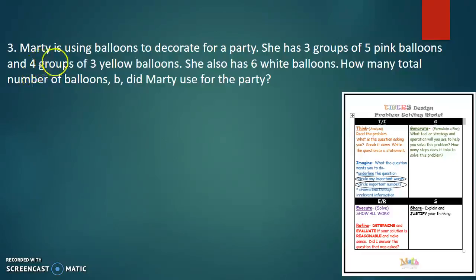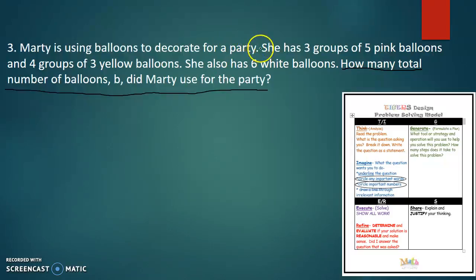Okay, number 3 says Marty is using balloons to decorate for a party. She has 3 groups of 5 pink balloons and 4 groups of 3 yellow balloons. She also has 6 white balloons. How many total number of balloons, B, did Marty use for the party? So first I identify my question. I'm going to restate my question as a statement. I'm going to say Marty used blank balloons for the party. So now I'm looking for anything that goes with balloons and a party.